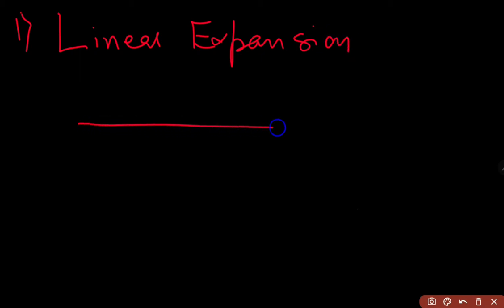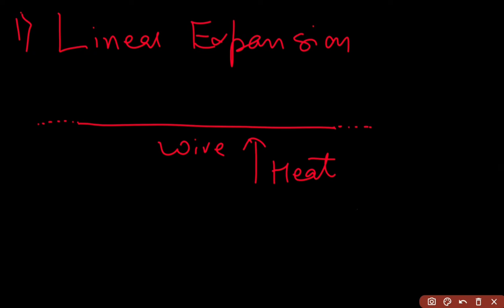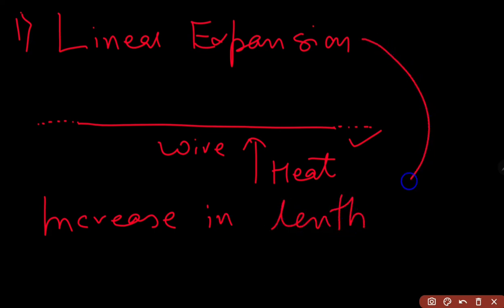Let us consider a wire, and suppose we heat it, we are supplying heat to the wire. Now what should happen? Obviously the wire will increase its length, as the increase in its breadth and height goes unnoticed. So as you can see here, only the length is increasing. So this is linear expansion. Anywhere when the length is increased is known as linear expansion.